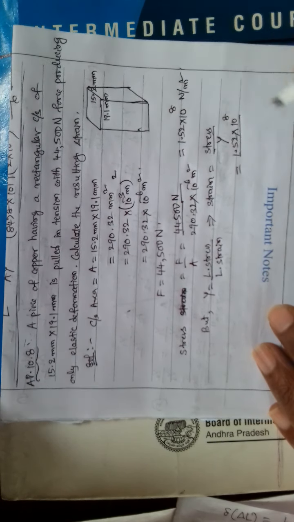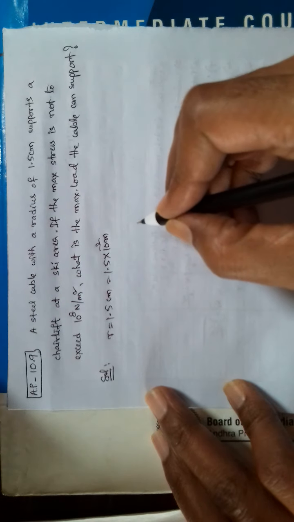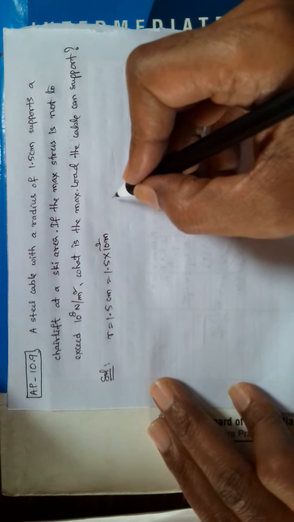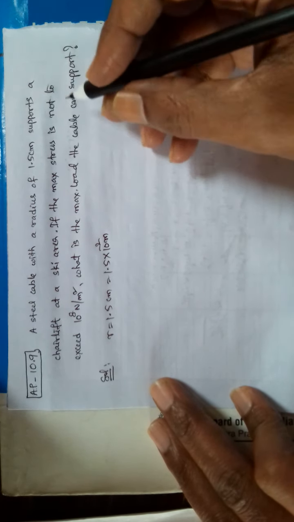A steel cable with a radius of 1.5 centimeter, 10 power minus 2, supports a chairlift at a ski area. If the maximum stress is not to exceed 10 power 8 Newton per meter square, what is the maximum load the cable can support?